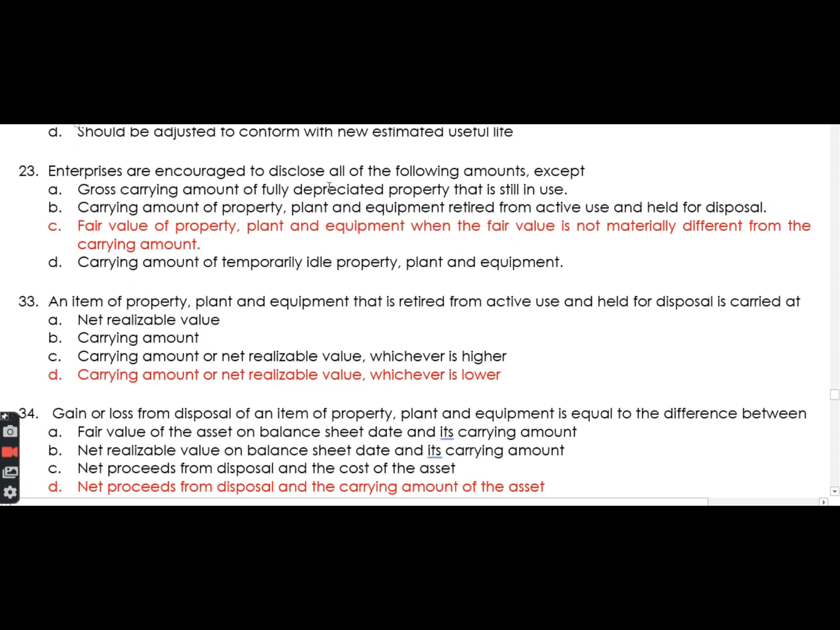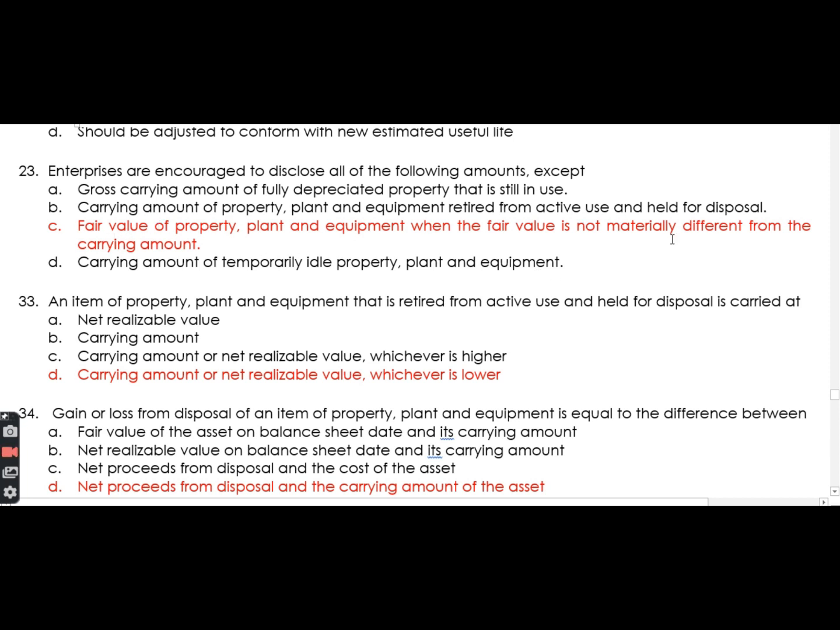23, enterprises are encouraged to disclose all of the following amounts except fair value of property, plant, and equipment when the fair value is not materially different from the carrying amount. Okay, so tama lang. Kasi yung gross carrying amount of fully depreciated property that is still in use, kaka-explain lang natin kanina, kailangan meron yan. Carrying amount of property, plant, and equipment retired from active use, di ba kasama yan sa mga movements ng inventory, so kasama yan. Carrying amount of temporary idle property, plant, and equipment, kasama yan sa disclosure.